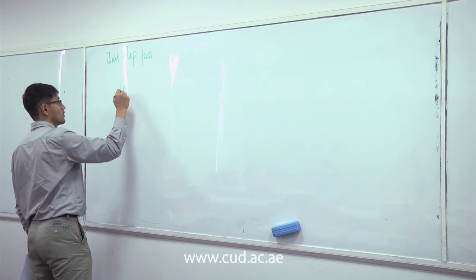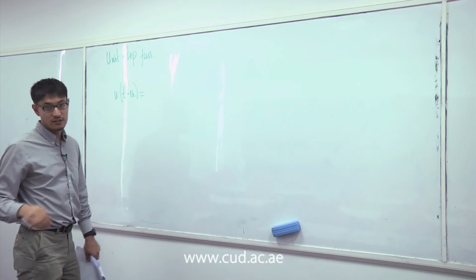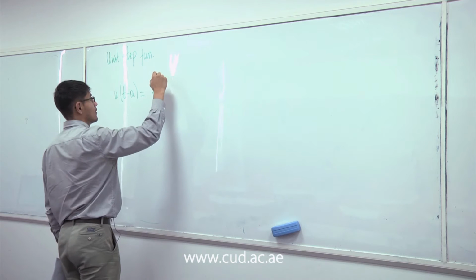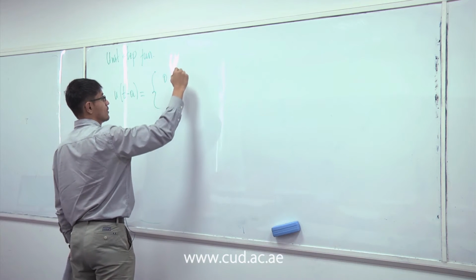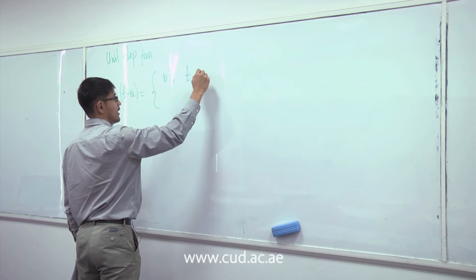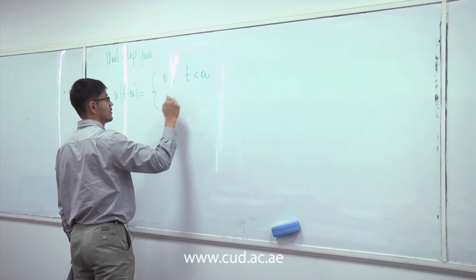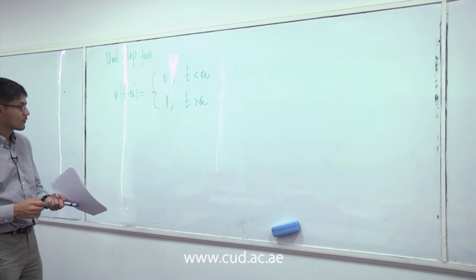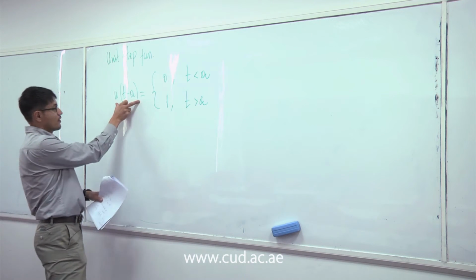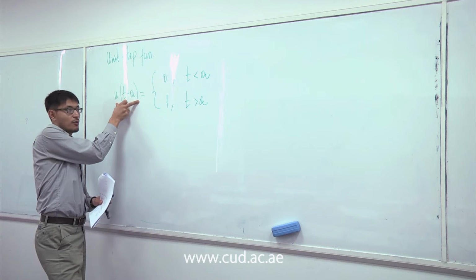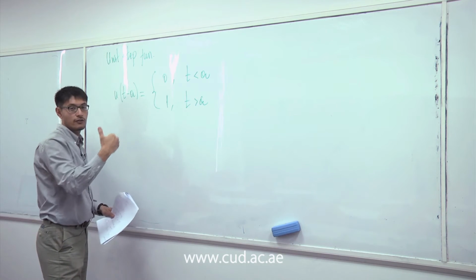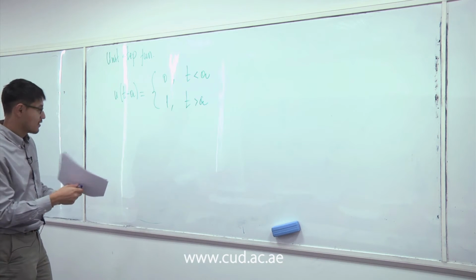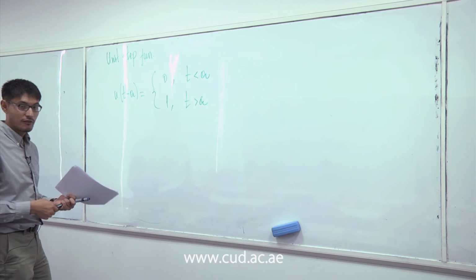So we define our unit step function, u(t minus a), as 0 for t less than a, and 1 for t greater than a. So this unit step function should be thought of as an on and off kind of function. You'll see what I mean by this if you look at the graph of the function.